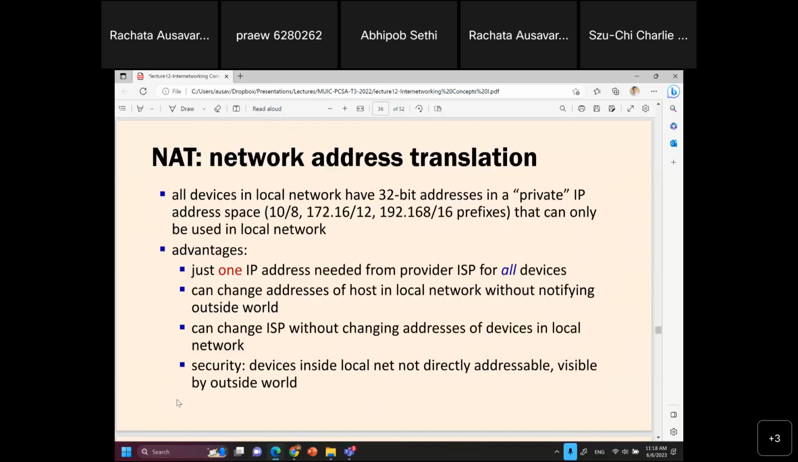Anything that I want to do with the ISP can also change because it's just a router that serves like an interface with the ISP, right? So that's okay too. Things inside the local network are also not visible to the outside world. So you have some security guarantee as well.